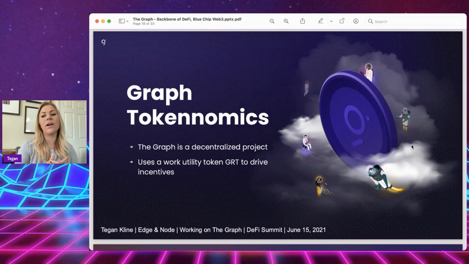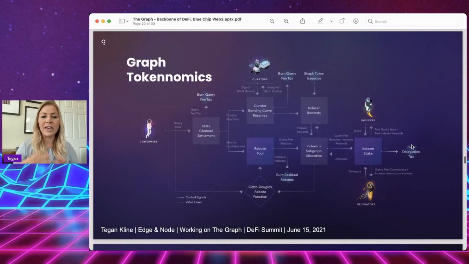So The Graph is a protocol, and The Graph has been building for decentralization since inception 3 years ago. The Graph has a token, the GRT token, which is a utility work token to be used in The Graph network. And there are many different ways to participate in The Graph network and earn GRT for the work that you bring to The Graph ecosystem.